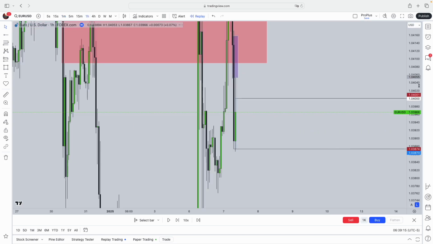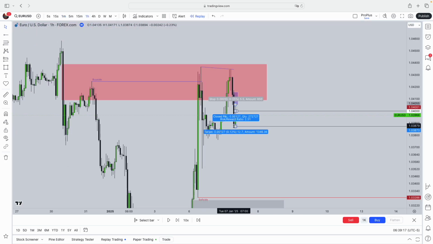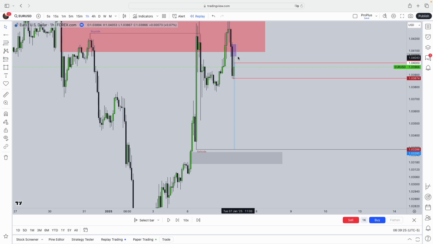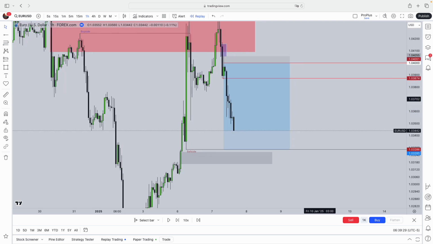However, if you wanted to keep holding, so look on the hourly, that could be your first target, second target, third target, fourth target down here. And yeah, let's see if price runs without taking you out, and it does.